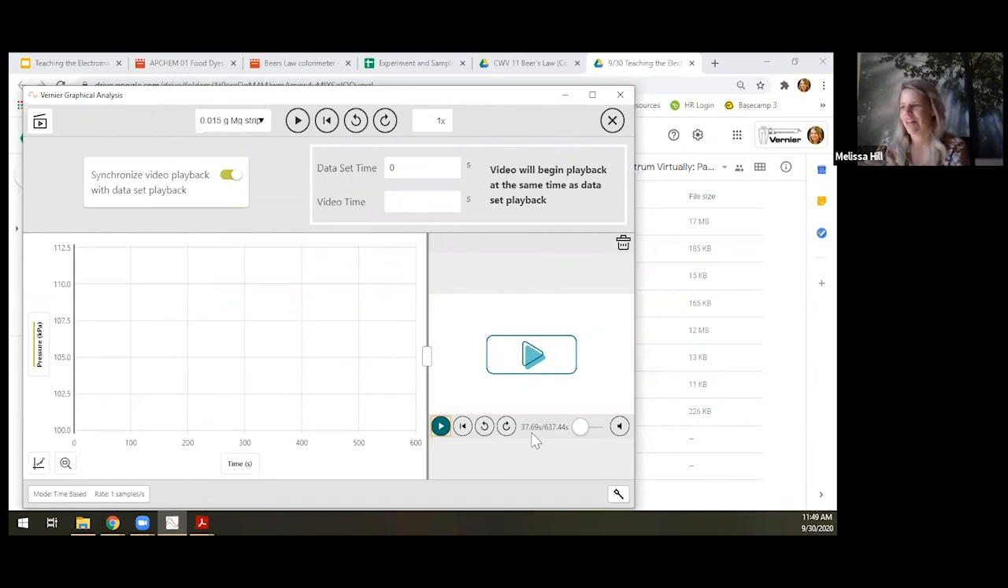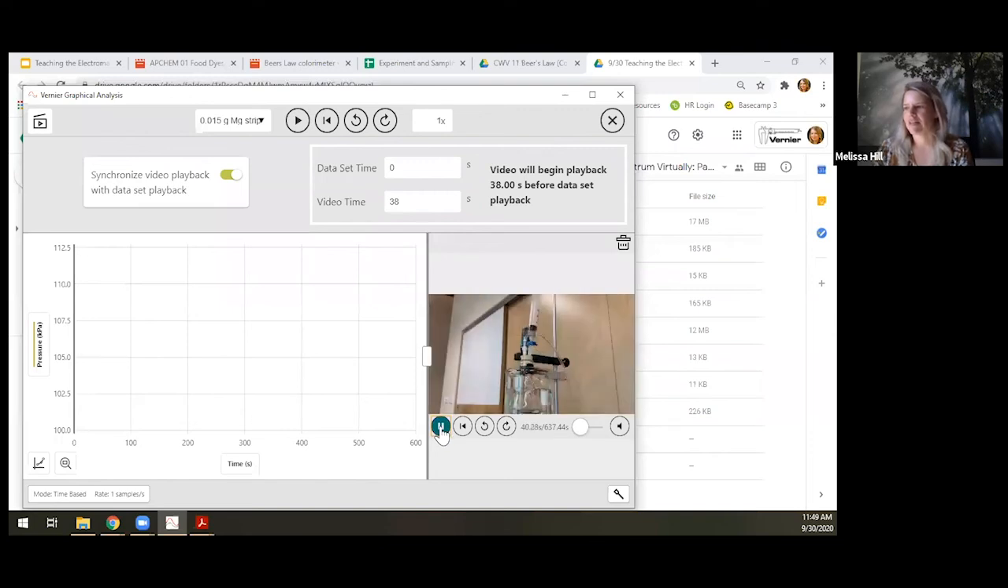And then I know that at this time, 37.69 seconds, if I wanted to be that accurate, but I'm going to just round up to 38, that at 38 seconds, I want my data collection to begin. And so now that's my data collection.